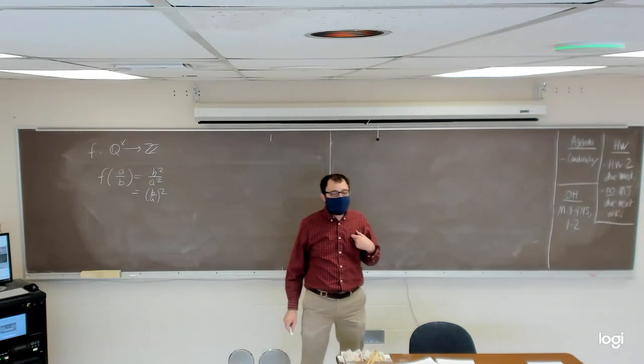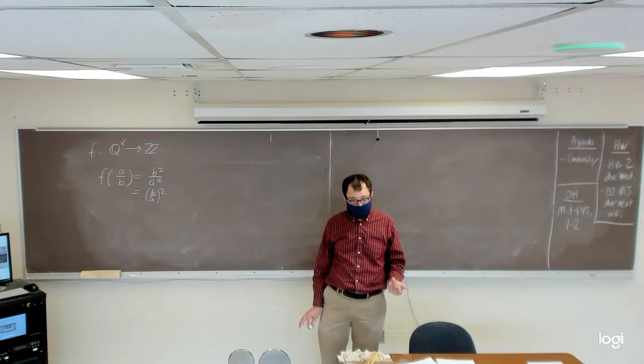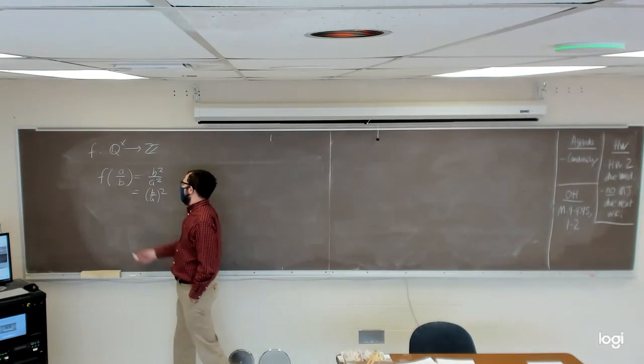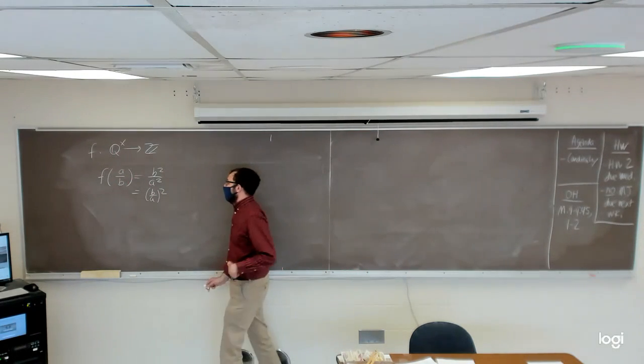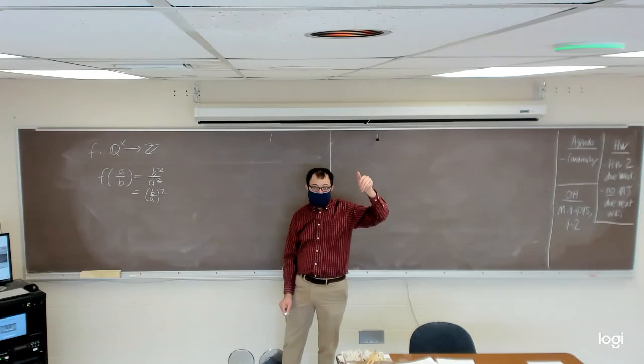I'm going to put a little x next to the q. The x here just means excluding 0. And now we have something that is actually a function. It takes in a non-zero rational number, it flips it around, takes the reciprocal, and then squares that.